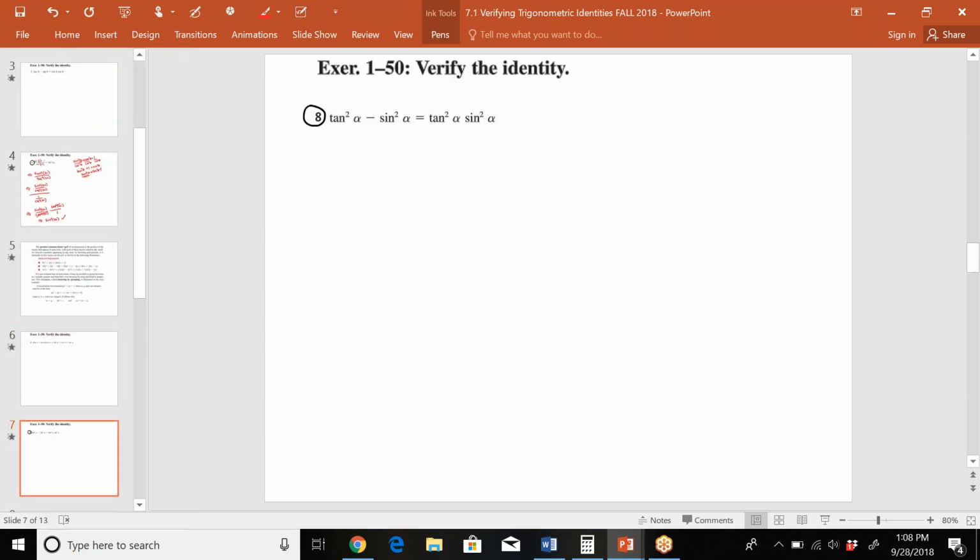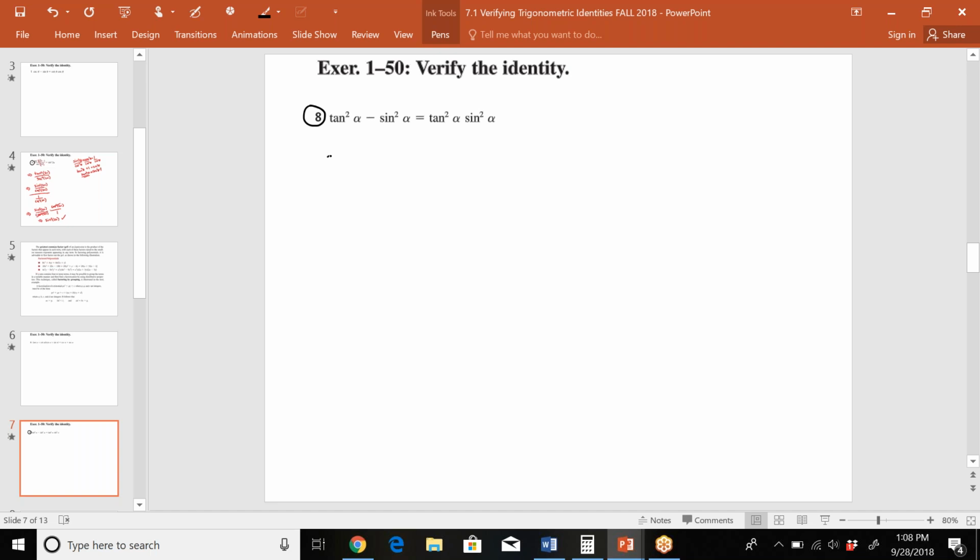Okay, so let's look at number 8. This one is tan squared alpha minus sine squared alpha. And you have to question, okay, so it's going to end up being tan squared alpha times sine squared alpha. So what we're curious about here is that this went from being 2 terms to 1 term. My thought is that we probably are going to somehow get this combined by converting this to sines and cosines and getting a common denominator.